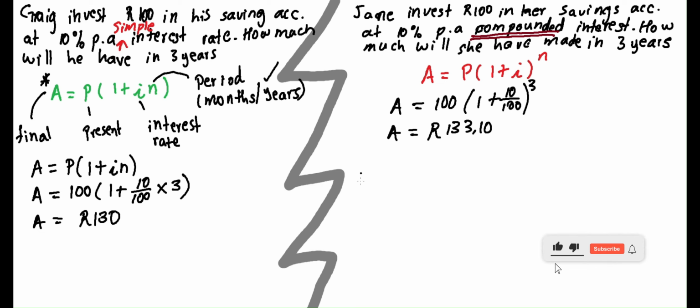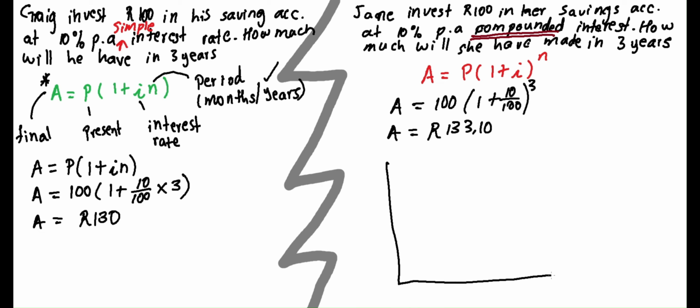So what is the difference between simple interest and compounded interest? A simple interest is simply 10% of your initial amount. For example, let me make a graphical representation of these amounts. Let's say here it's our first year, our second year, and our third year, and then we have 100 rands here, 110 rands here, 120 rands here, and 130 rands here. Initially they are both here.